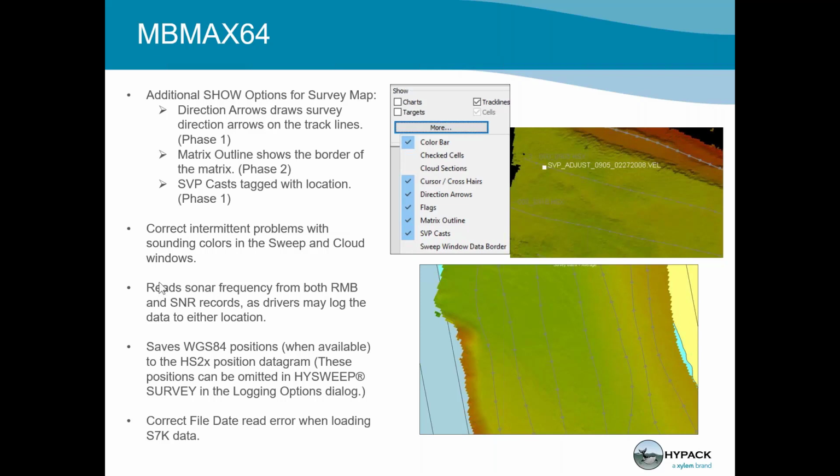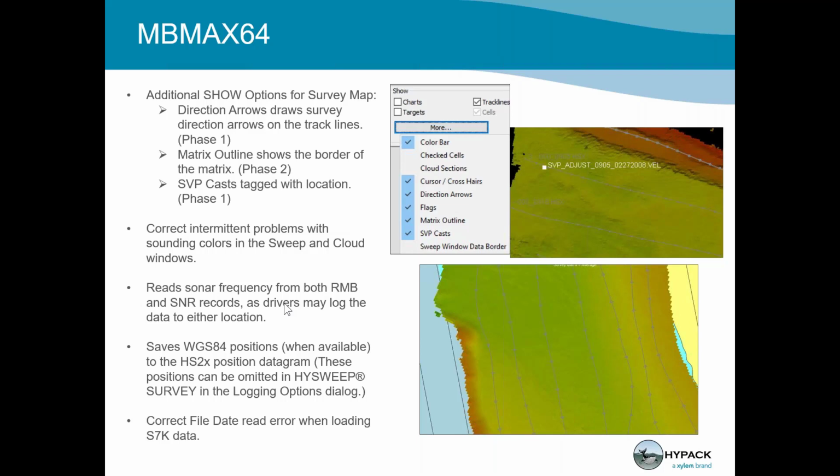What else do we have? Intermittent problems. Okay, sounding colors. We've got a lot of the sounding color changes there. Sonar frequency can be read from either the RMB or SNR records. It depends on the device. Some of them are older and probably used the SNR records, and we moved some of them to the RMB, or the other way around. I can't really remember.